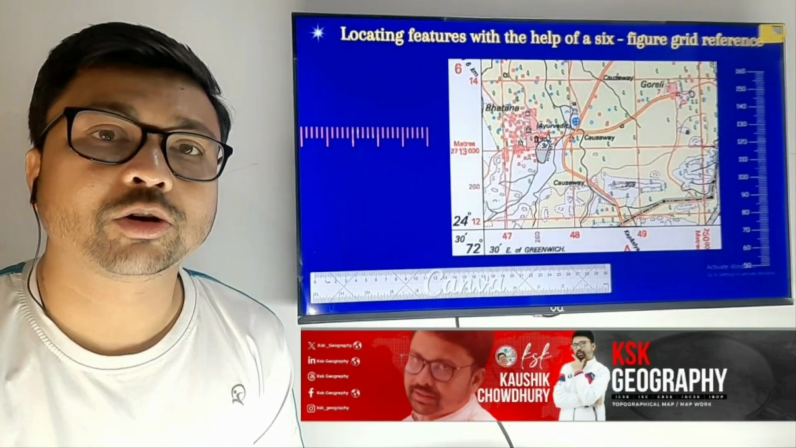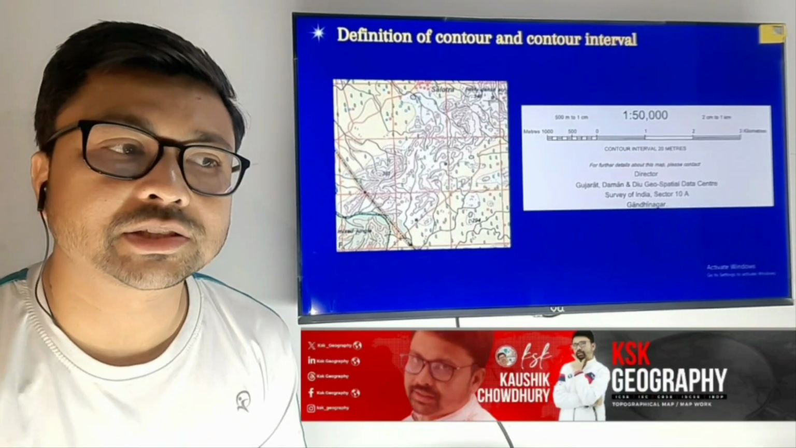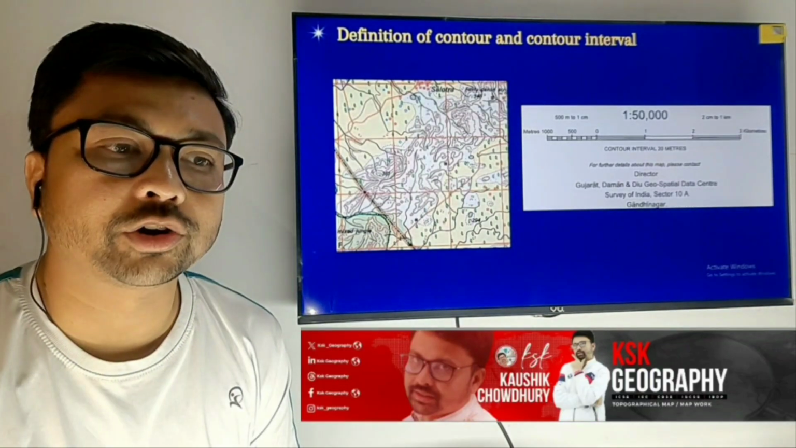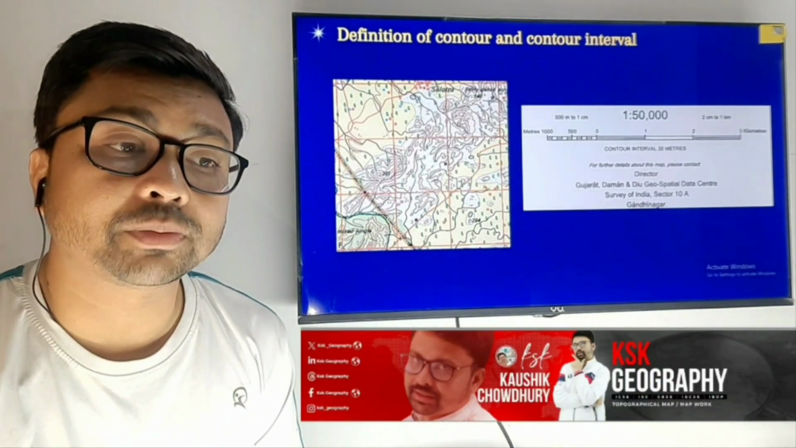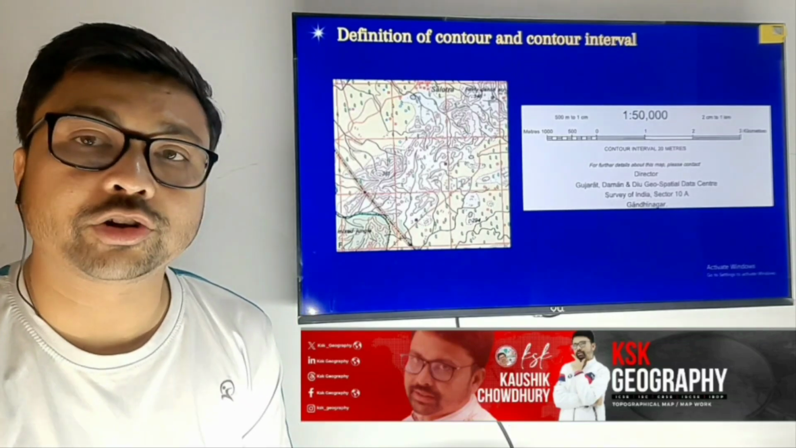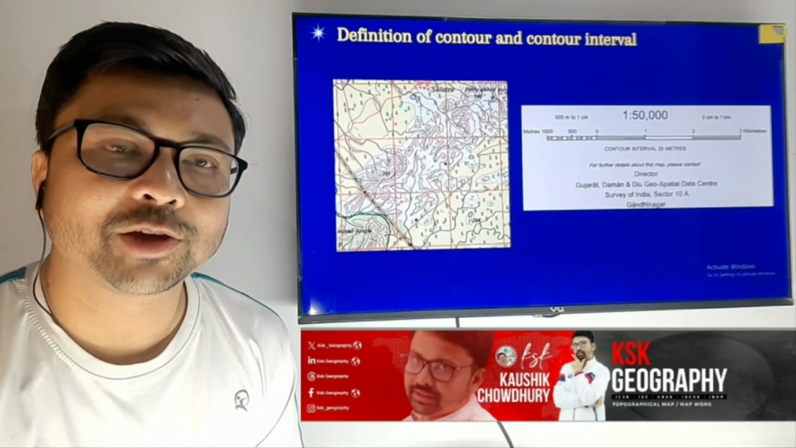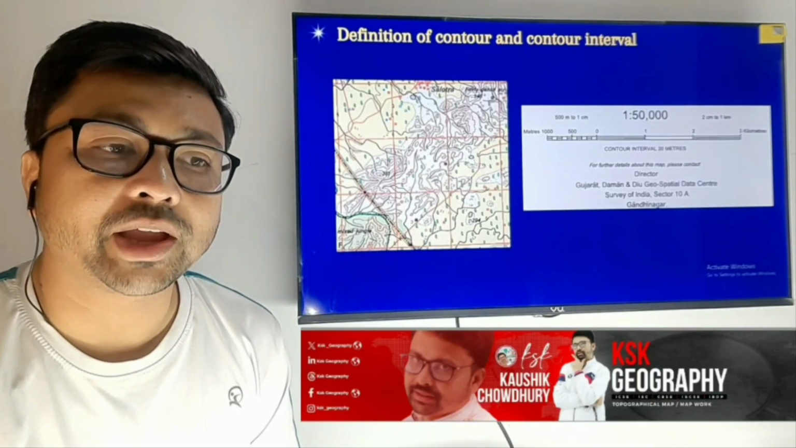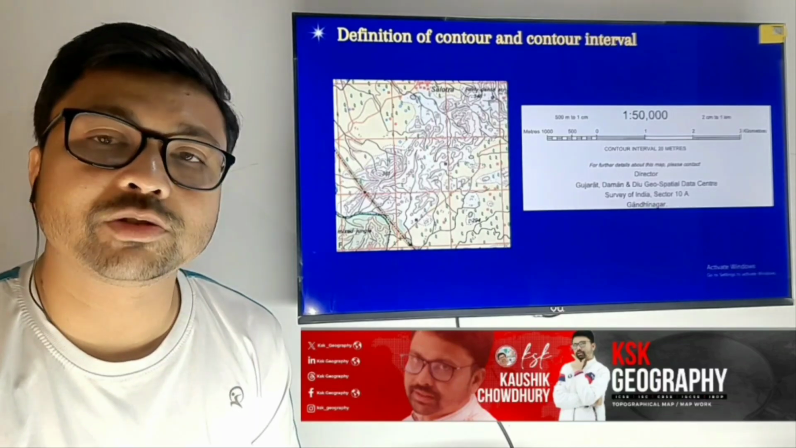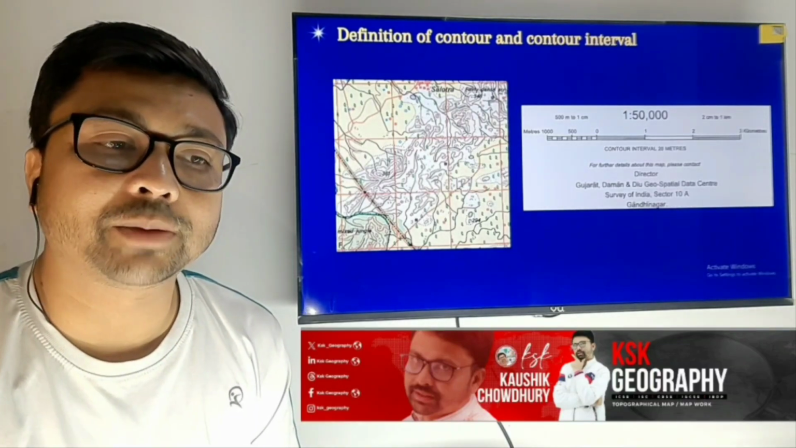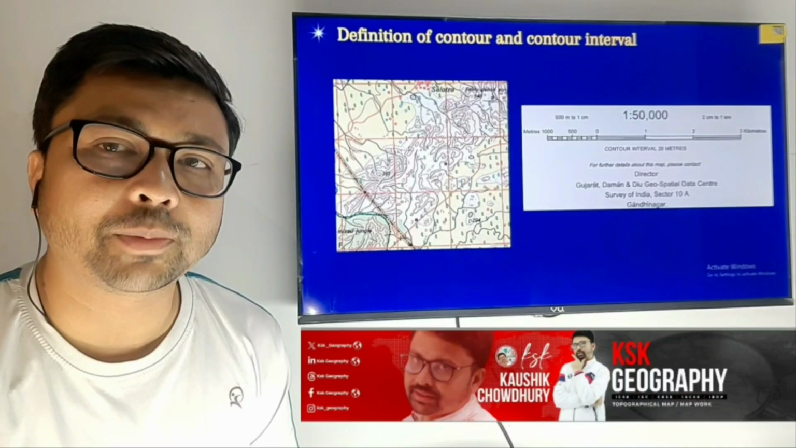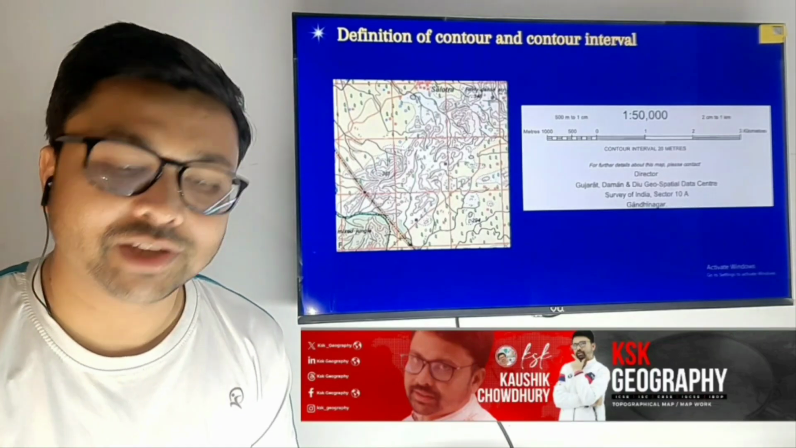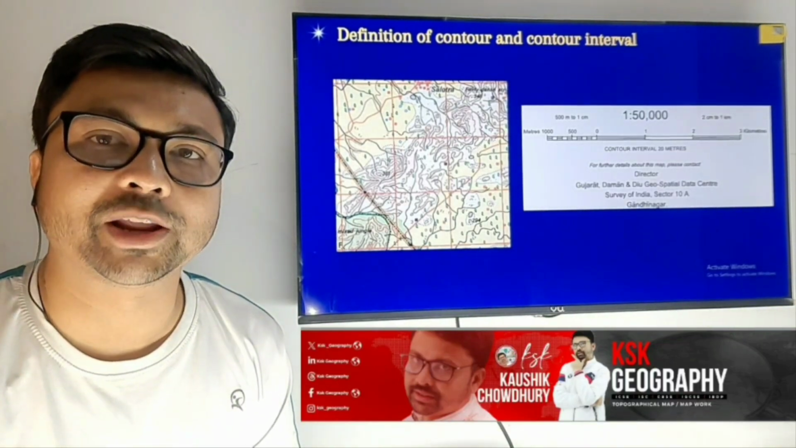So let's start with the next topic, that is the definition of contour and contour interval, that you need to know. These are very commonly asked questions. And the contour interval in the topographical map, you can see below where the index is given. There you will see the contour interval is given as 20 meters. Whatever topographical map you get, the contour interval will always be 20 meters.